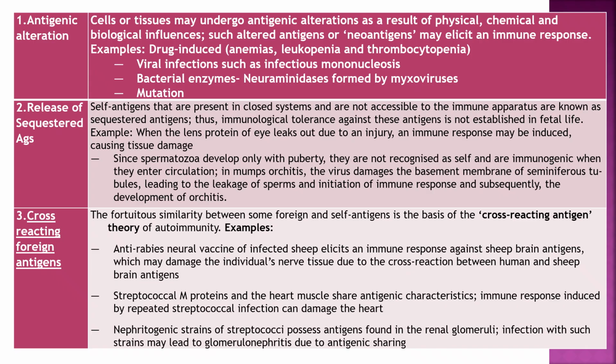Cross-reacting foreign antigen. The similarity between some foreign and self-antigen is the basis of the cross-reacting antigen theory of autoimmunity. Example, anti-rabies neural vaccine from infected sheep elicits an immune response against sheep brain antigen, which may damage the individual's nerve tissue due to cross-reaction between human and sheep brain antigen. Streptococcal M protein and heart muscle share antigenic characteristics. Immune response induced by repeated streptococcal infection can damage the heart. Nephrogenic strains of streptococci possess antigen found in renal glomeruli. Infection with such a strain may lead to glomerulonephritis due to antigenic sharing.